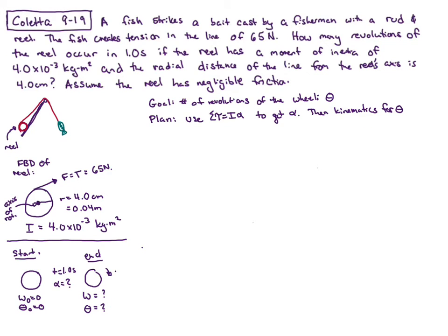This is a lot like a linear dynamics problem where, say, we knew the forces on the object. We'd use the forces to find the linear acceleration of the object. And then once we knew the acceleration, we could then do the kinematics to see how far the car had gone or something like that. All right, so go ahead and pause here and see if you can execute this plan.